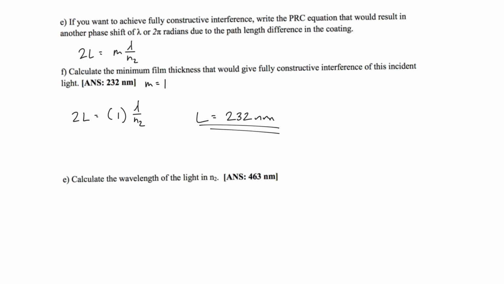And we should get 232 nanometers. And then for part E, we want the wavelength of the light in that medium. The wavelength of light in some medium is the wavelength of the light divided by the index of refraction of that medium. So we have 625 nanometers divided by 1.35, and that gives us 463 nanometers. So that's part E.